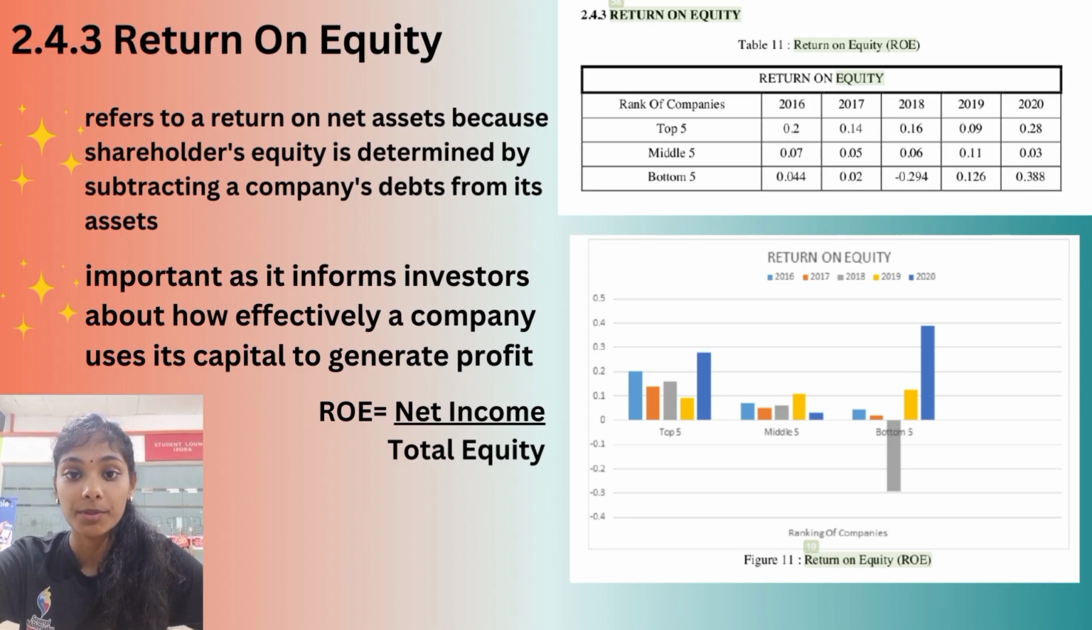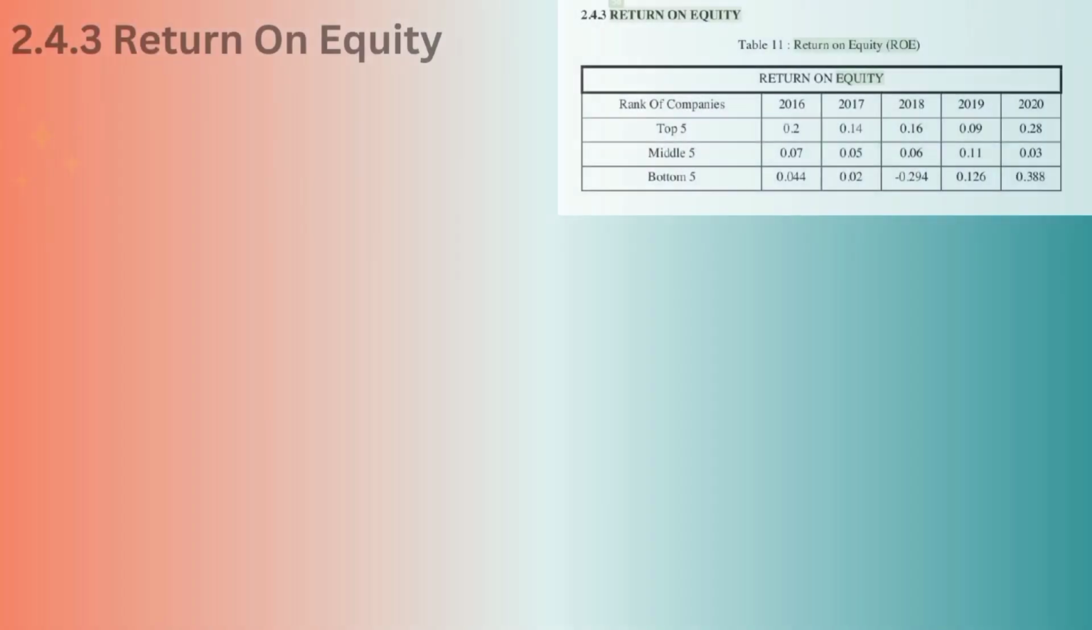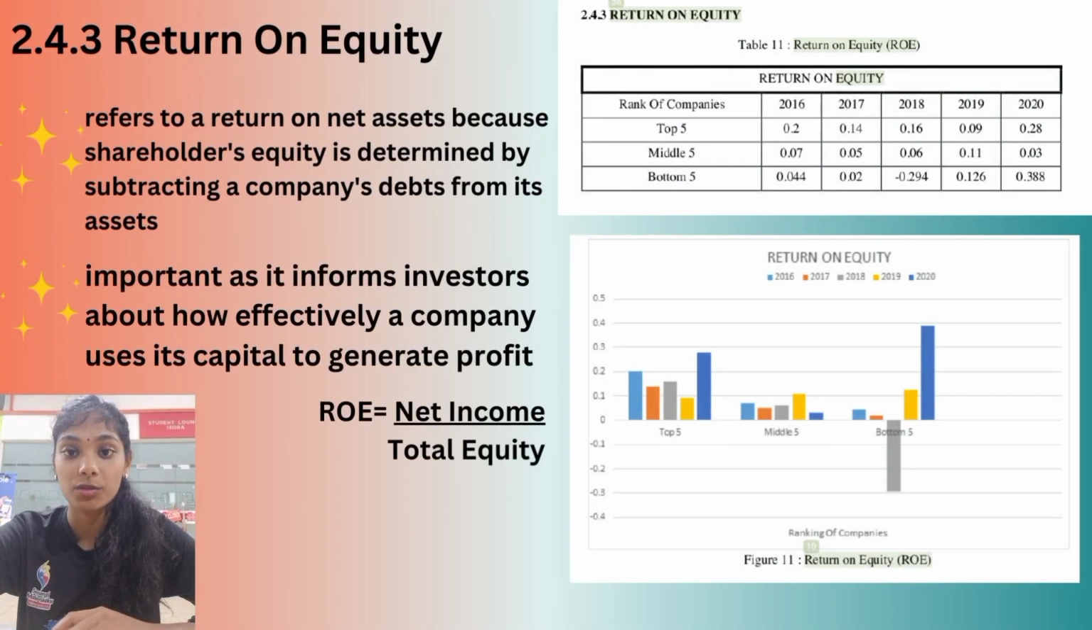The bottom 5 companies of ROE shows an unstable state as shown in the graph in this 5 years period. In the year 2016, the ROE calculated was 0.044%. The ROE recorded in 2017 was 0.02%, which then dropped to negative 0.294% in 2018. The increase in ROE was shown from the year 2019 to 2020, which is 0.126% and 0.388% respectively.